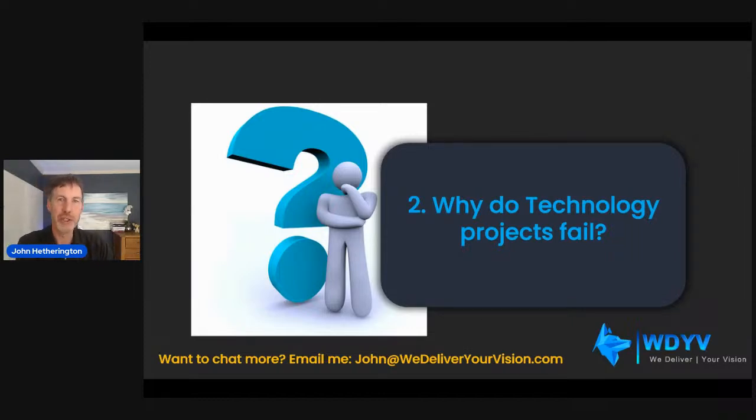I mean, there's the usual: not managing scope, not managing budget, not managing stakeholders, maybe setting expectations wrongly at the beginning of the project. Maybe it's just not the good time for the company to actually use this technology. There's a lot of reasons why technology projects fail.